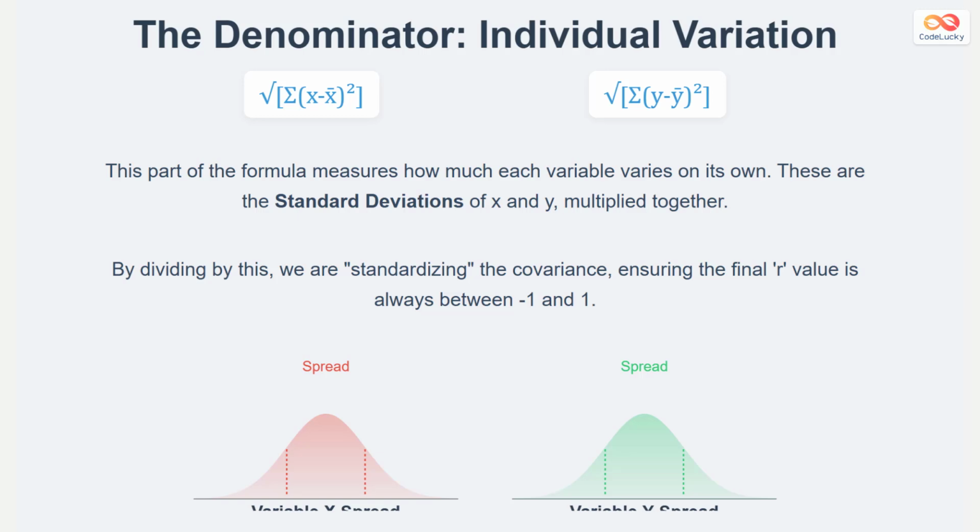Now for the bottom part. This section deals with how spread out the data is for each variable independently. These are essentially the standard deviations of x and y. Think of it as measuring the total amount of variation or noise within each variable. We need this to standardize our final result.